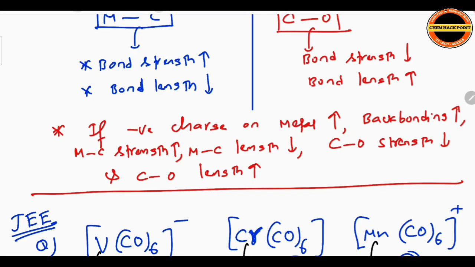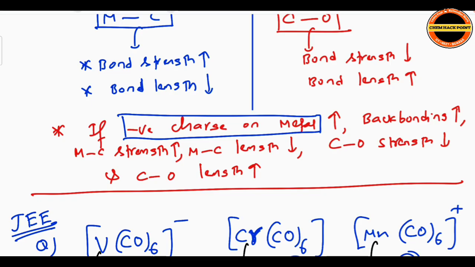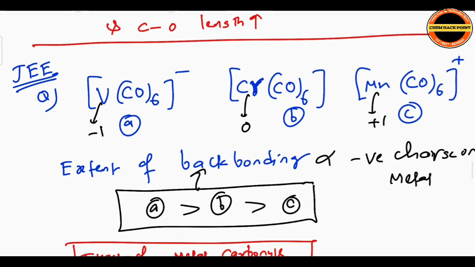Negative charge on the metal means more electron density, so instability increases. To reduce instability, the metal gives away electrons in the form of back bonding. One example, a JEE question.